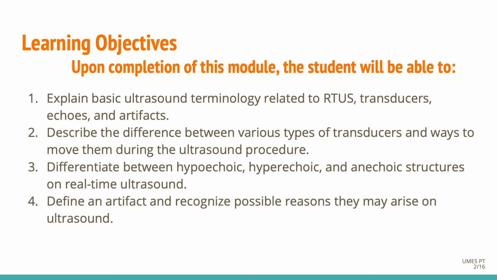Upon completion of this module, the student will be able to explain basic ultrasound terminology related to real-time ultrasound, transducers, echoes, and artifacts, describe the difference between various types of transducers and ways to move them during the ultrasound procedure, differentiate between hypoechoic, hyperechoic, and anechoic structures on real-time ultrasound, and define an artifact and recognize possible reasons they may arise on ultrasound.